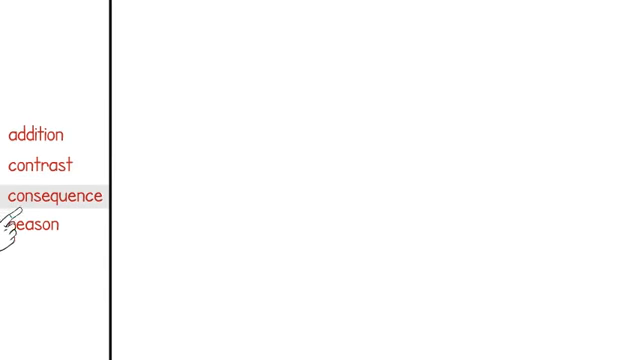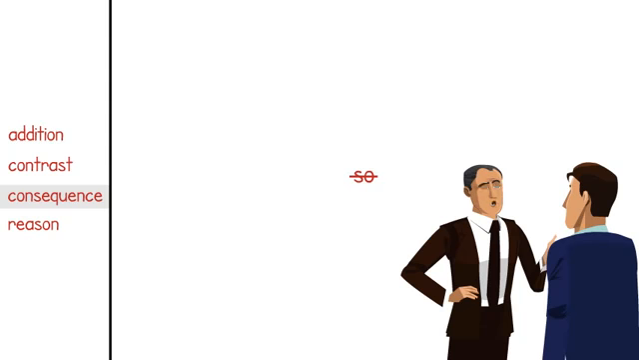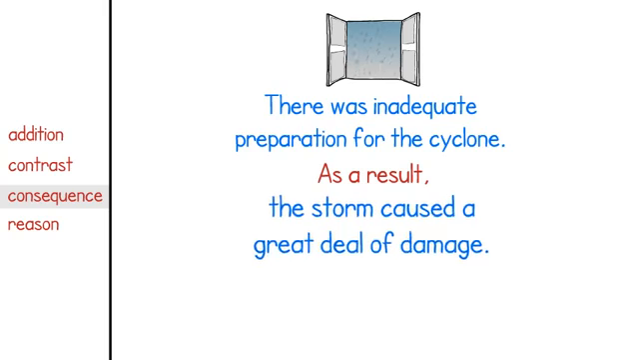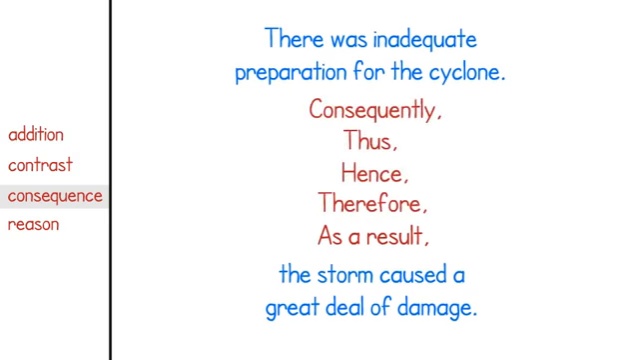Now let's turn to linkers related to consequence, like so. Again, so is a fairly informal word, and for academic writing, we might choose alternatives. For example, there was inadequate preparation for the cyclone. As a result, the storm caused a great deal of damage. On the screen are some other ways we could say this, using consequently, thus, hence, and therefore. Notice in these examples that the words or phrases related to consequence start a new sentence and are followed by a comma.